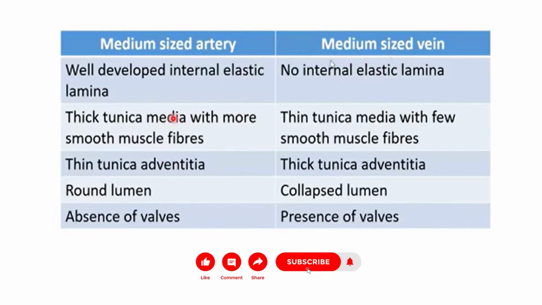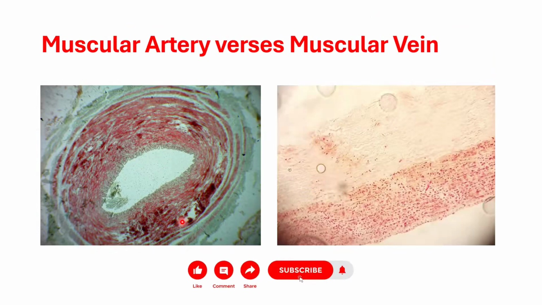the vein. Then a round lumen, of course, in the medium-sized artery, that is the muscular artery, and then a collapsed lumen in the vein. Absence of valves and then presence of valves, of course, we know. Absence of valves in the artery, presence of valves in the other one. So this difference will also be there, even the differences between the elastic artery and the elastic vein. So you can appreciate even the differences now here.